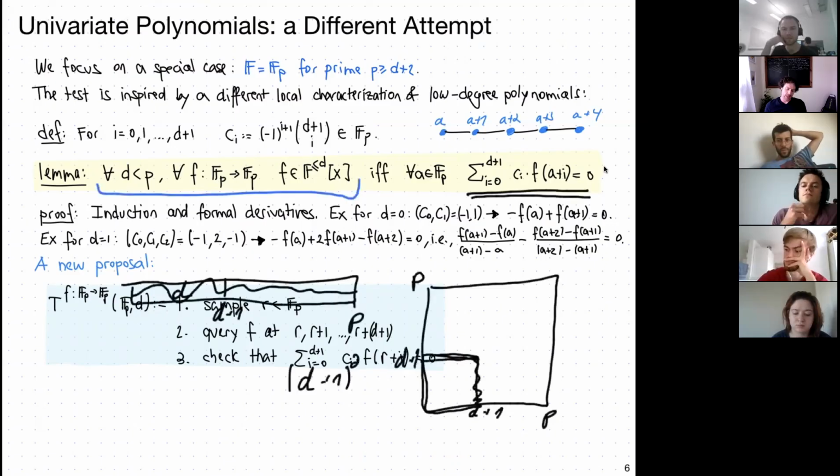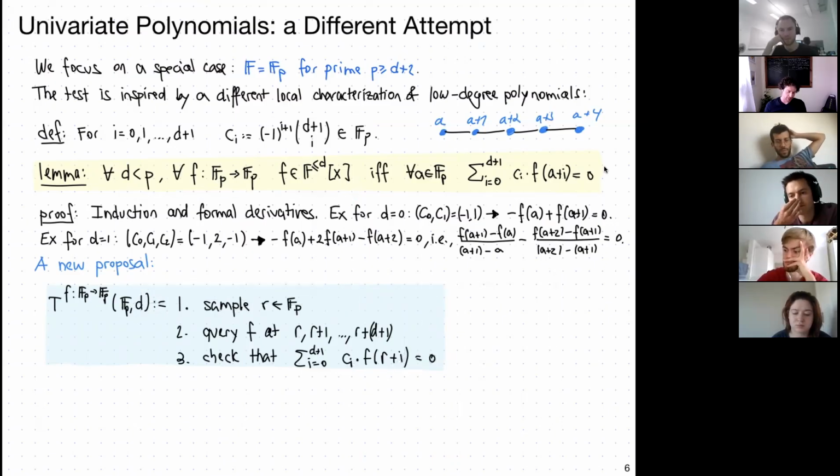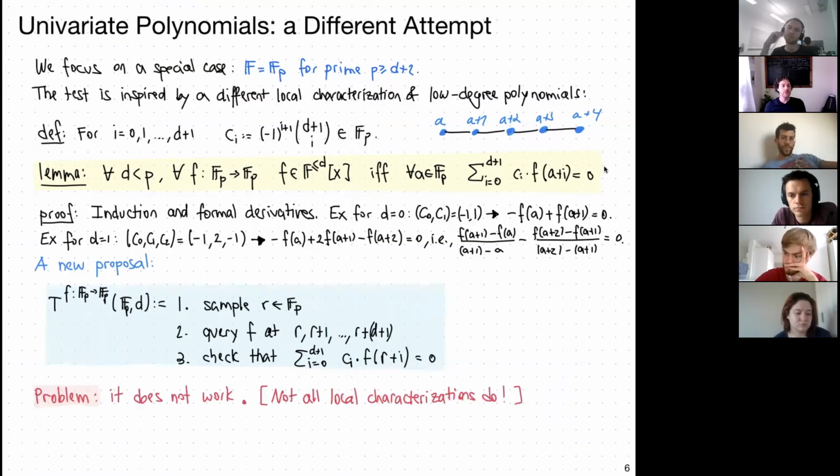So we'll take some random point r, and query f at consecutive points: f at r plus 1, f at r plus 2, f at r plus 3, until f at r plus d plus 1. And we'll check whether the condition that we showed in the lemma holds or not. This couldn't be more analogous to what we've done, and it's a beautiful proposal. There's only one tiny problem with it, which is that it doesn't work.